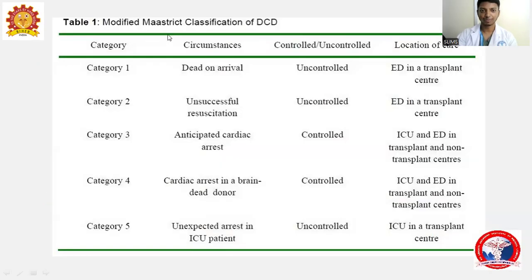So this is the modified Maastricht classification of DCD. We have 5 categories here. The first category is dead on arrival, which will usually be in a patient received in a transplant center. Unsuccessful resuscitation usually happens in the ED of the transplant center. Anticipated cardiac arrest: the location is ICU and ED, in transplant and non-transplant centers.